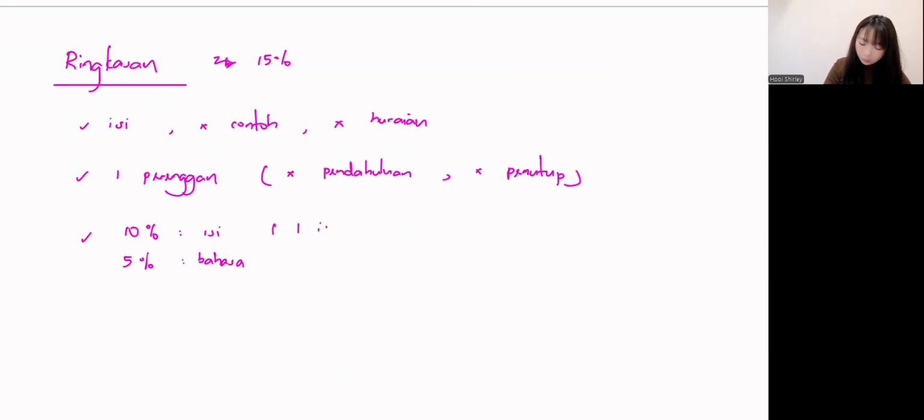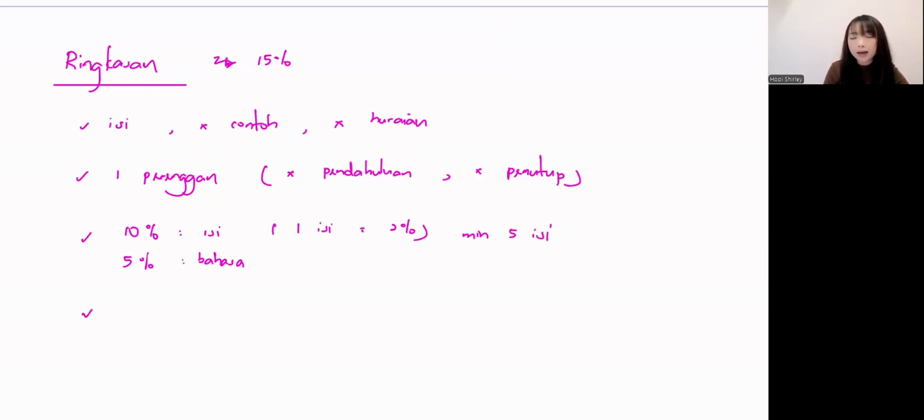And normally, one isi will be 2 marks. So according to this calculation, how many isi are needed? 5, isn't it? 5 times 2 is 10. But then, a minimum by right should be 5, if it's according to this calculation.